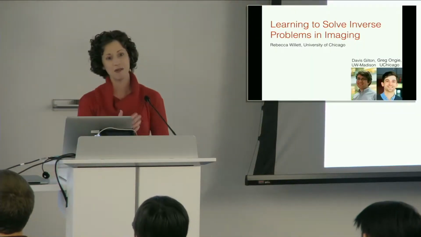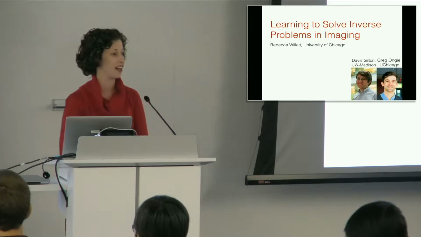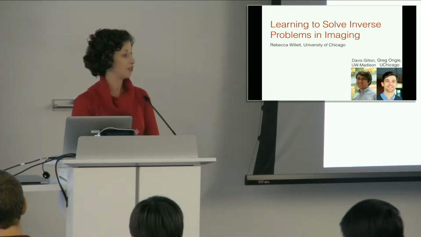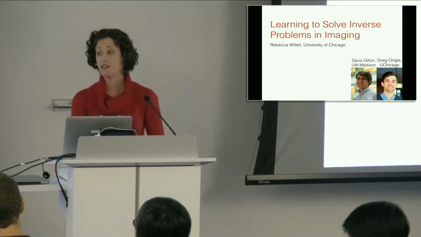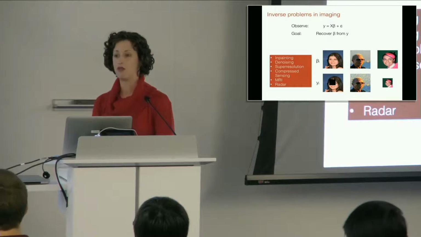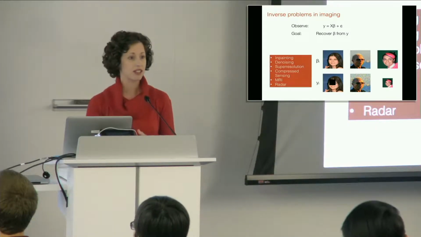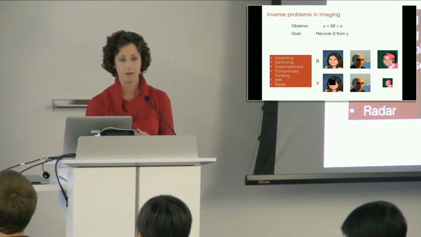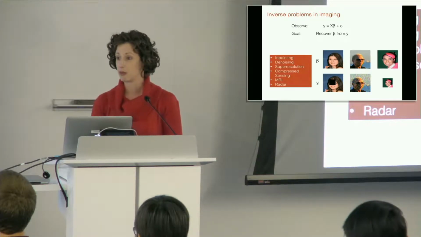And so I'm going to tell you about some current work that I'm doing with my student, Davis Jilton, and postdoc Greg Anji, who are here in the audience today, on learning to solve inverse problems in imaging using machine learning. So inverse problems in imaging show up in a wide variety of contexts. And the basic idea is this. We've got some image, we're going to call it beta, and it's just a list of all the pixel values that we're ultimately interested in. But we don't get to observe it directly.